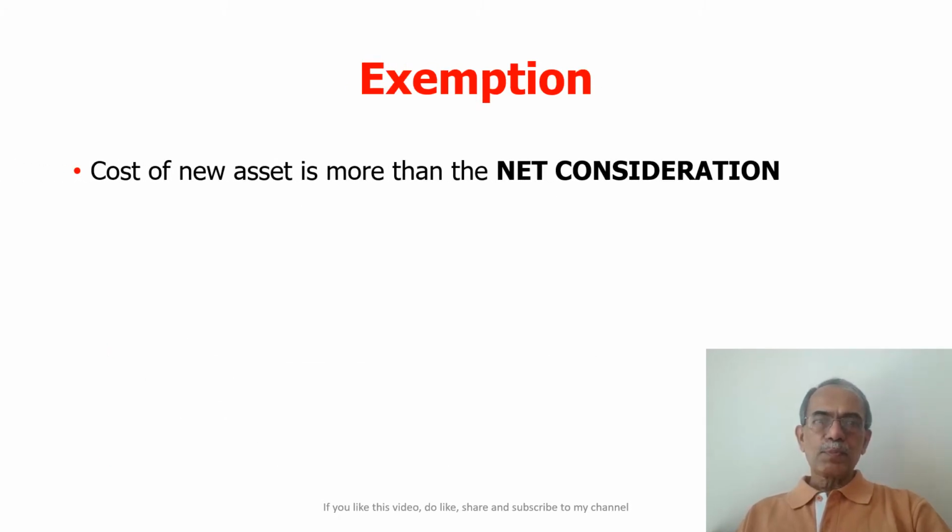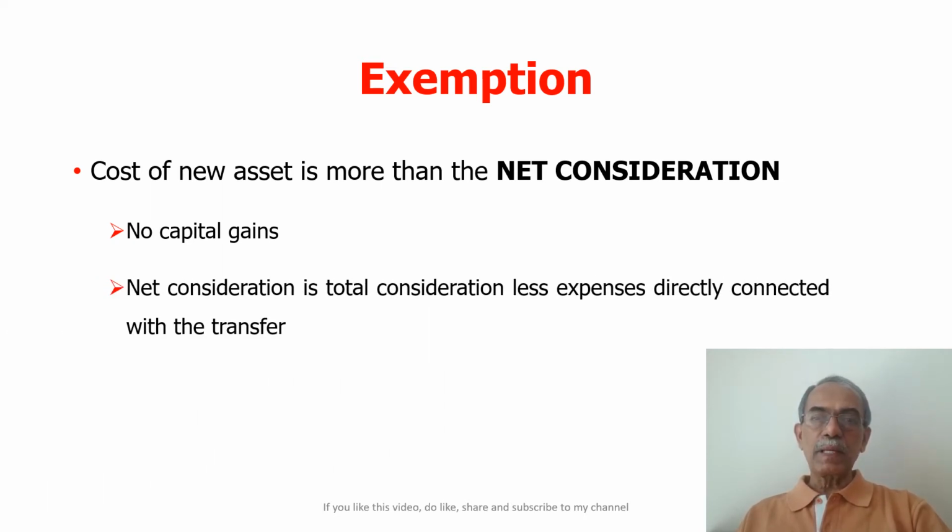Now, to get this benefit, if the cost of the new asset is more than the net consideration received on account of the transfer of the original asset, then there is full exemption available from capital gains tax. Now, net consideration means the total consideration received from the buyer of the original asset minus expenses directly connected with the transfer.